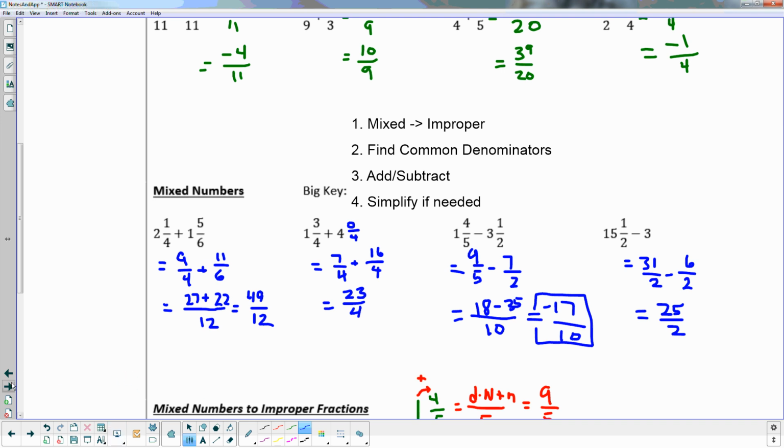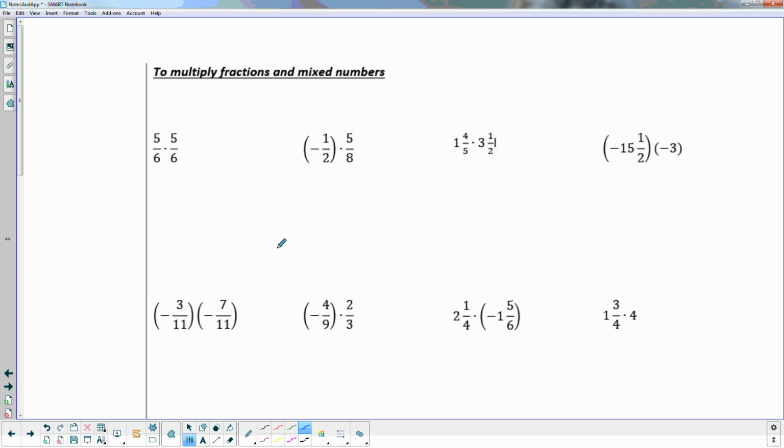Okay. Let's go ahead and turn the page and let's look at multiplying and dividing. First off, multiplying. I want to kind of follow the same procedure as before, but when I multiply fractions, I multiply straight across, top times top, bottom times bottom. So 5 times 5 is 25, and 6 times 6 is 36. And I can't reduce that, so I'm good to go.